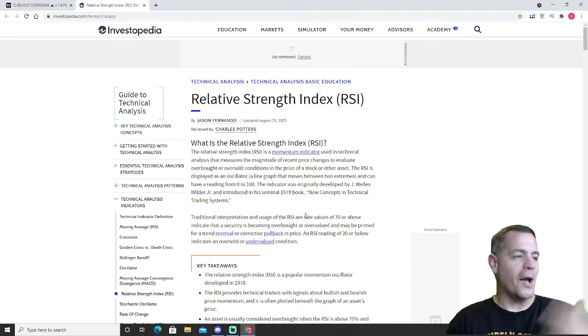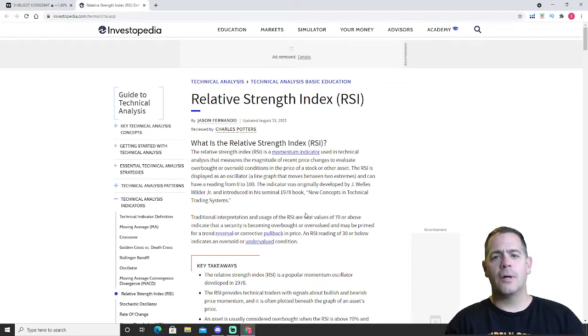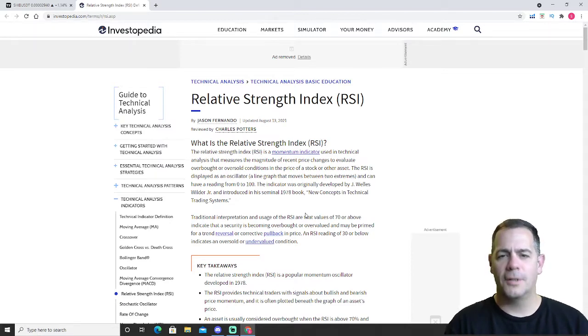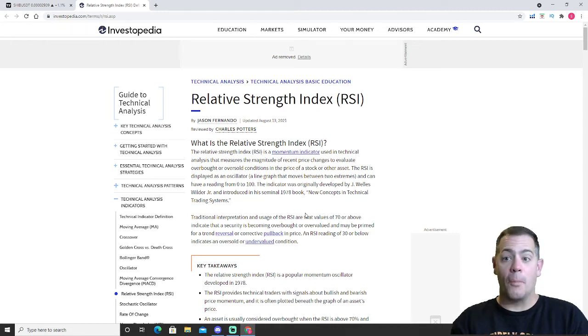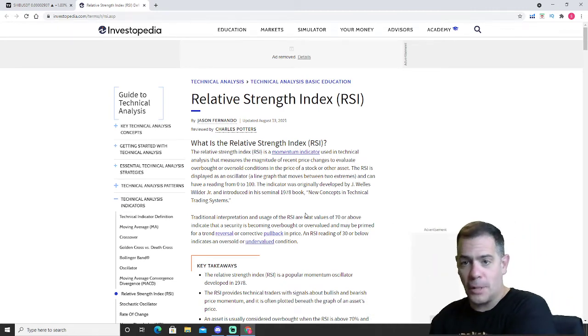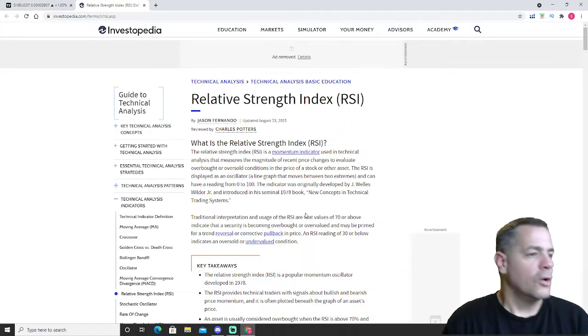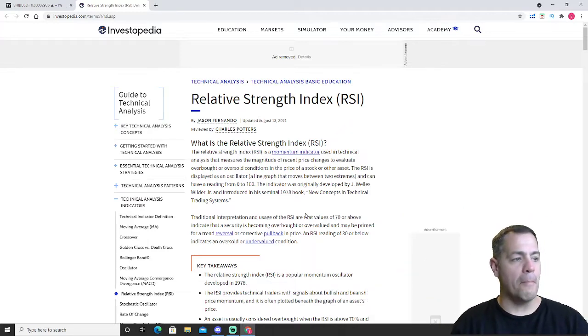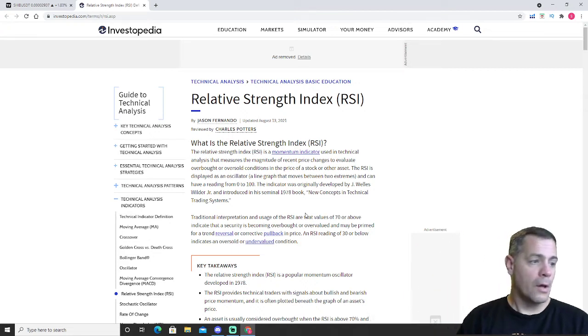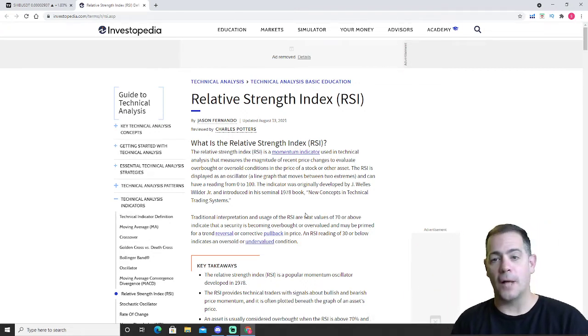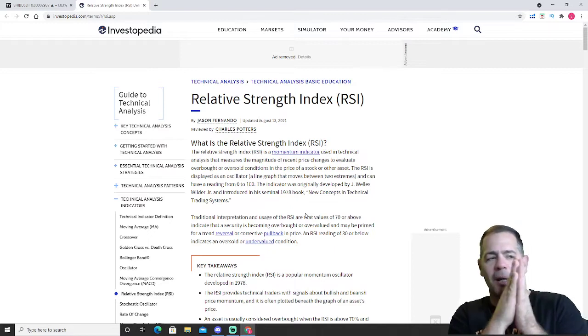All right, RSI, Relative Strength Index. What is the Relative Strength Index? The Relative Strength Index is a momentum indicator, right? So momentum, up momentum, down momentum. It's used in technical analysis and measures the magnitude of recent price changes to evaluate overbought or oversold conditions in the price of a stock or other assets. In our case, it's cryptos, baby.